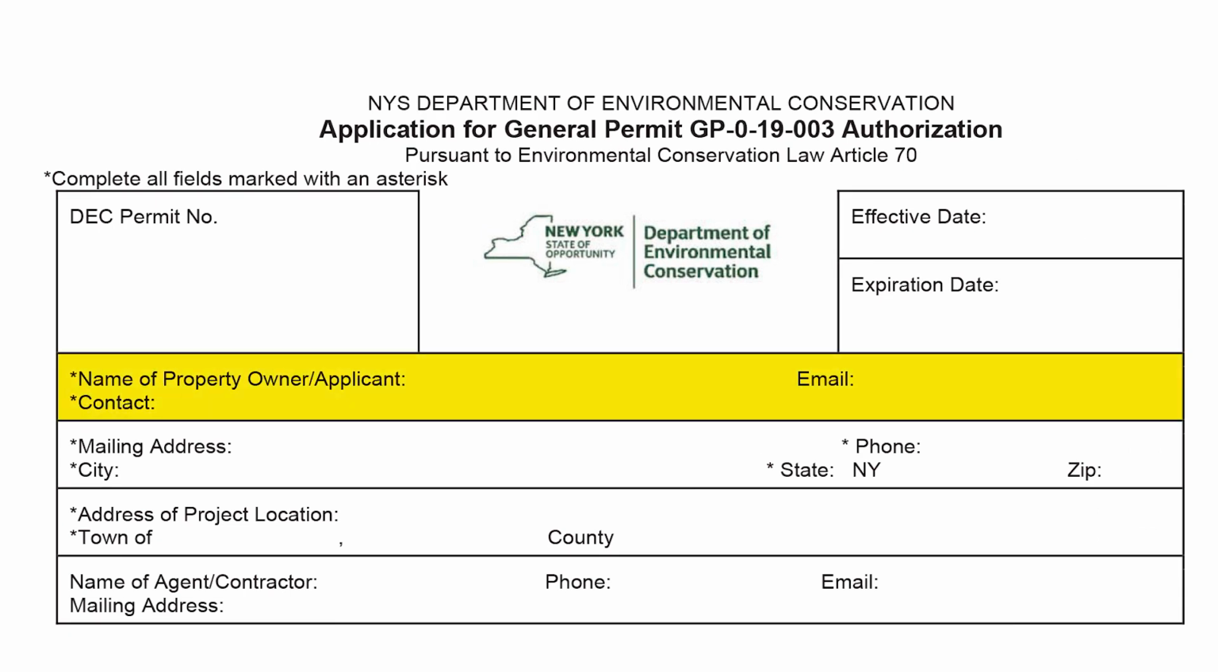In the name of property owner/applicant space and mailing address space, fill in the applicant's name, email, mailing address, and phone number with the property owner's information. If you are not the property owner and are preparing the application for the property owner, also enter your name and contact information in the name of agent/contractor space. In the address of project location space, fill in the address, town, and county where the work is proposed.